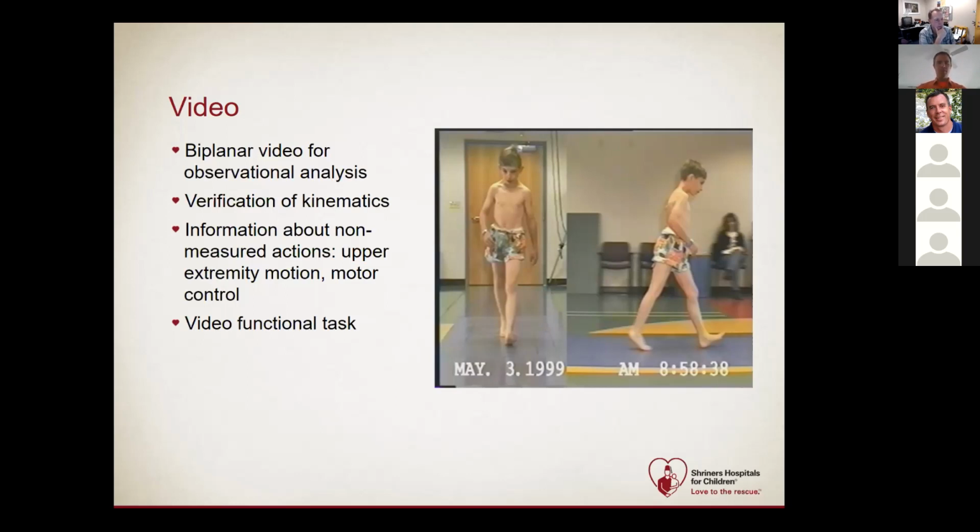We do this for a number of reasons. First of all, because this is really how physicians are used to looking at kids, have them walk up and down the hall in clinic, okay? So we can present these graphs and charts that we'll get into eventually, but it helps to have the picture so they can relate what's going on. It also gives us information about things we aren't going to measure. For instance, we don't measure arm swing, but we end up making a lot of referrals to upper extremity people because of what we see on the video.